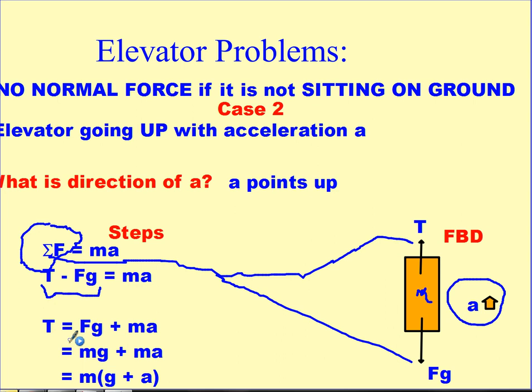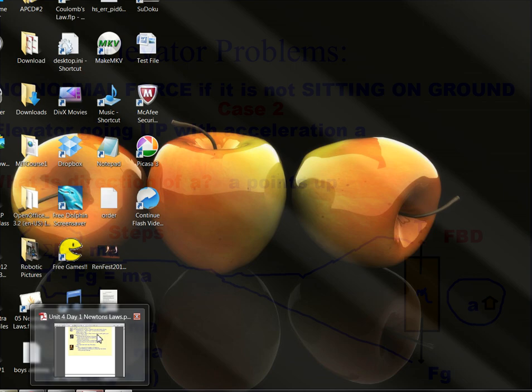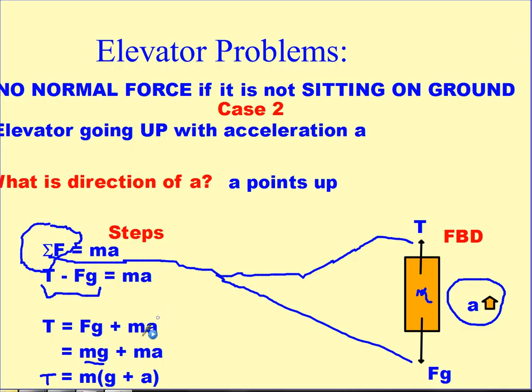So I'm going to solve this. T is equal to Fg plus ma. Fg is equal to mg. So I plug that in. And I find this interesting equation, that T, the tension in the cord of the elevator, is equal to the mass times gravity plus acceleration. So this is going to wind up being larger than just the weight of my object.